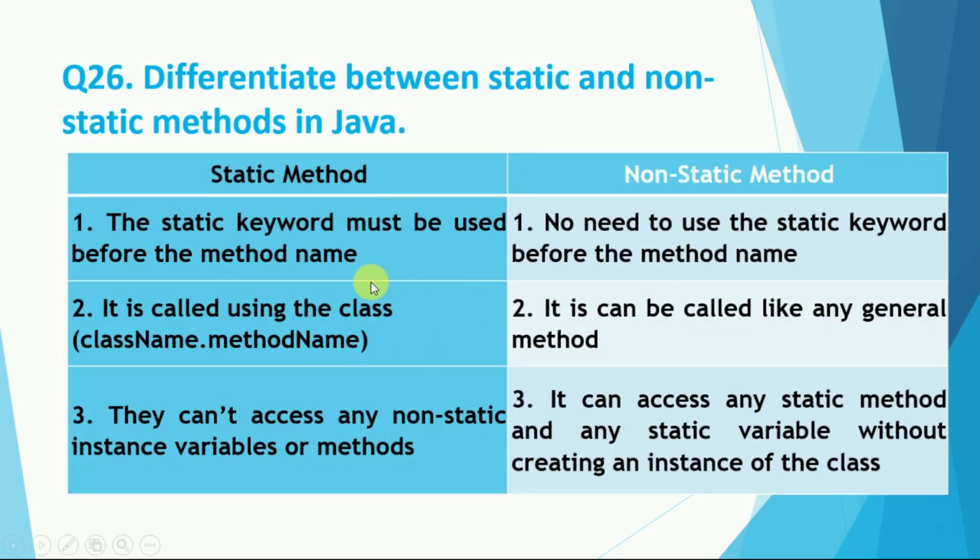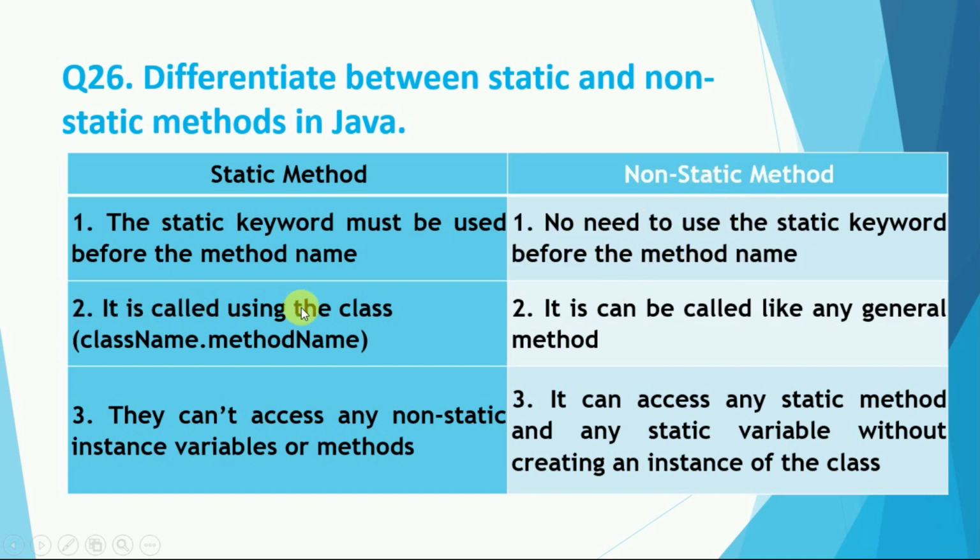So what is the difference between a static method and a non-static method? We already discussed static methods, but what is the difference? If we want to declare a particular method as a static method, we need to use the static keyword before the method name. But for a non-static method, there is no need to use any particular keyword before the method name. It's simply a method.